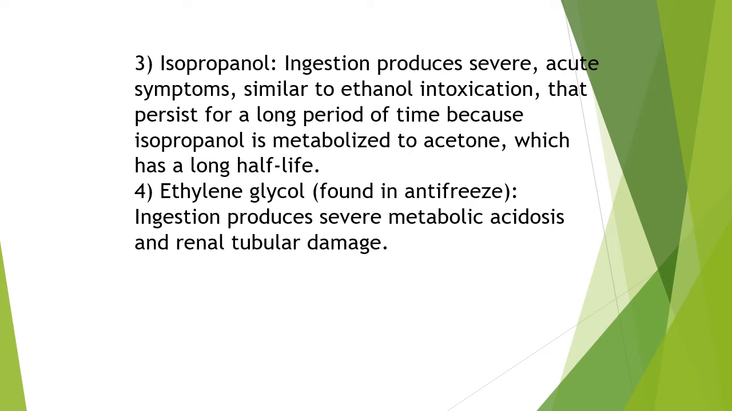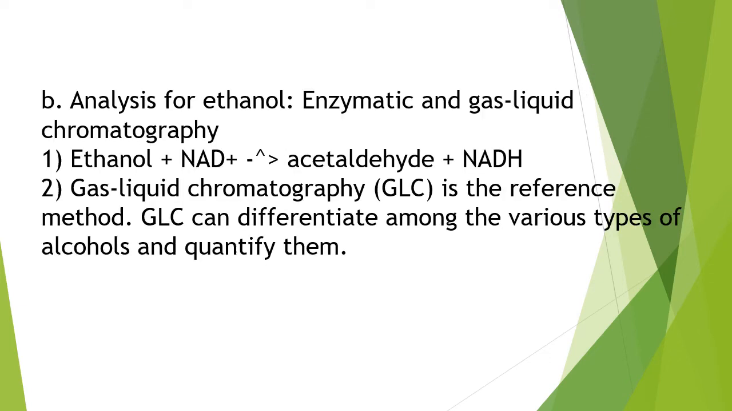Isopropanol, so this is rubbing alcohol. Ingestion can produce severe acute symptoms similar to ethanol intoxication, and it can persist for a long period of time because it is metabolized to become acetone, which has a longer half-life in the body. Then the fourth one is ethylene glycol, and this can be found in antifreeze. Ingestion can produce severe metabolic acidosis and renal tubular damage.